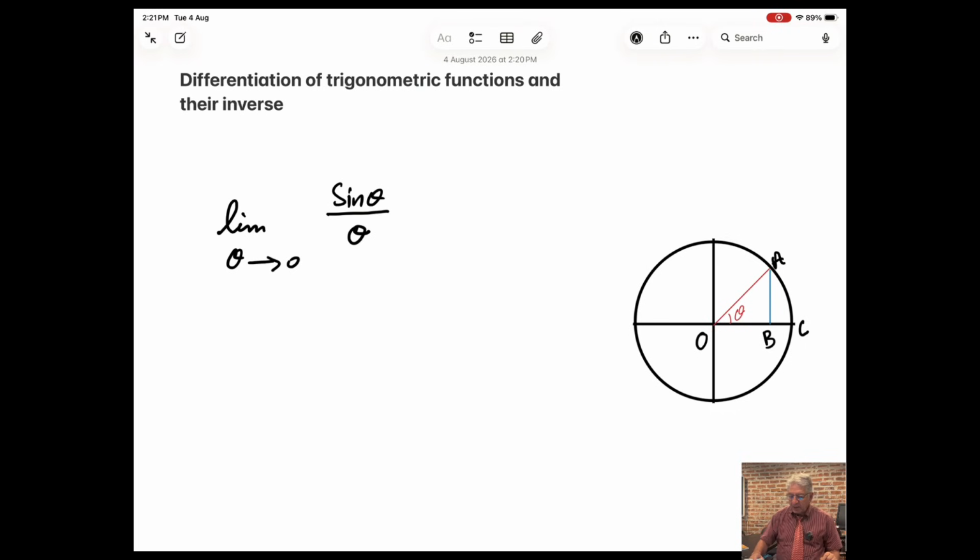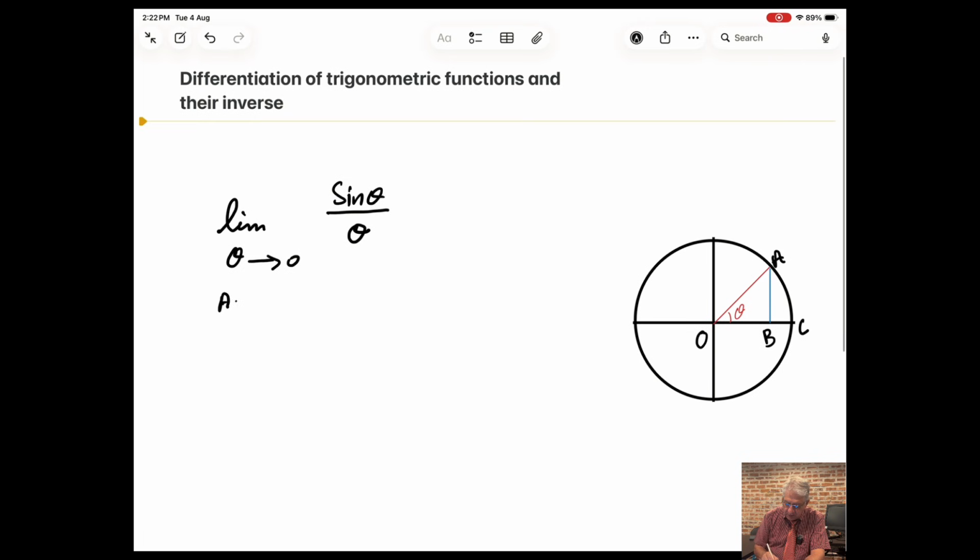Okay, I'm going to start with finding the limit as theta goes to 0 of sine theta divided by theta. Look at this diagram here. You can see that AB is r sine theta. Therefore, AB is equal to r sine theta. And theta is this arc AC. Arc AC is equal to r theta.